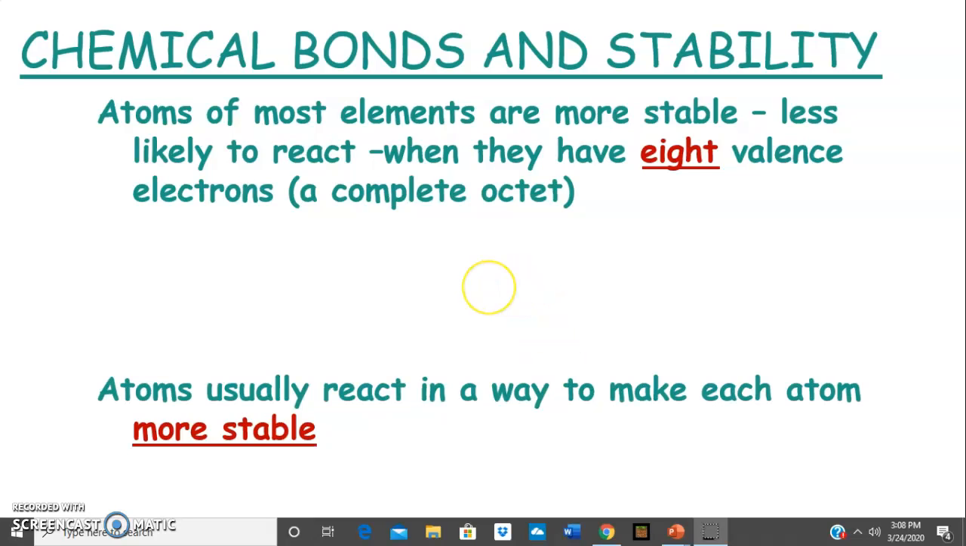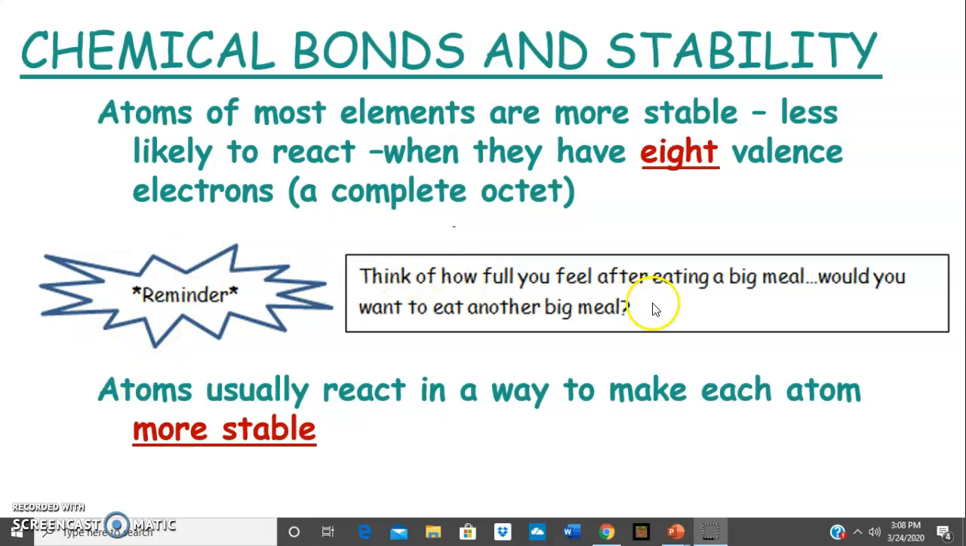And to help you remember that, here's a reminder. Think about how you feel after you eat a big meal. Would you want to eat another meal? No, right? You ate and you're full. Just in the same way, when atoms have 8 valence electrons, they're full and they're happy. Just like you ate and you're full and now you're happy.